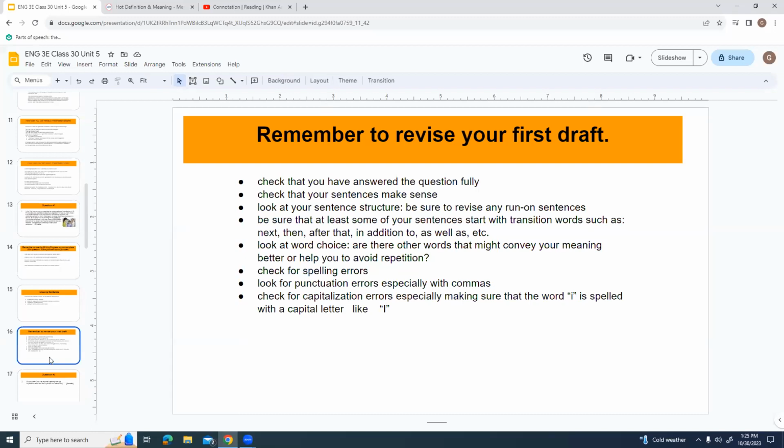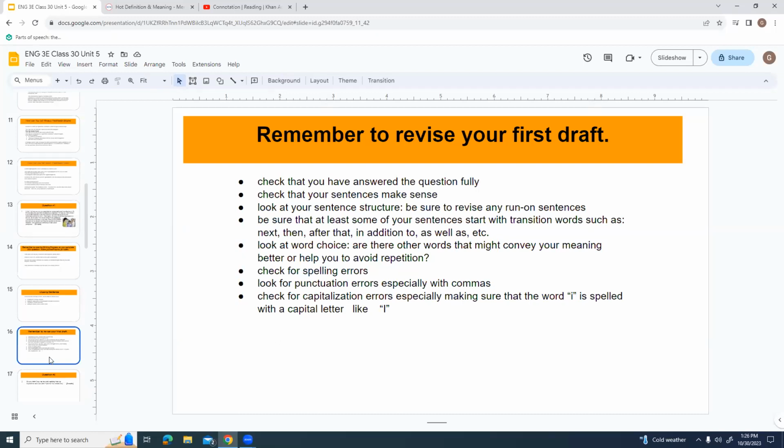Remember to revise the first draft. Check that you've answered the question fully. Check that your sentences make sense. Look at your sentence structure and be sure to revise any run-on sentences. Be sure that at least some of your sentences start with transition words or phrases such as next, then, after that, in addition to, as well as, those kinds of things.